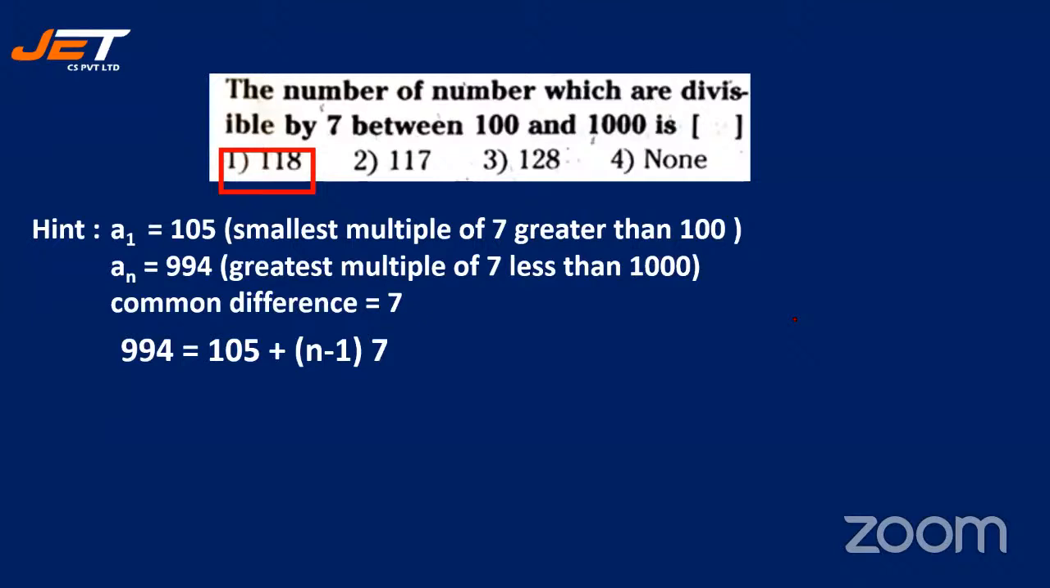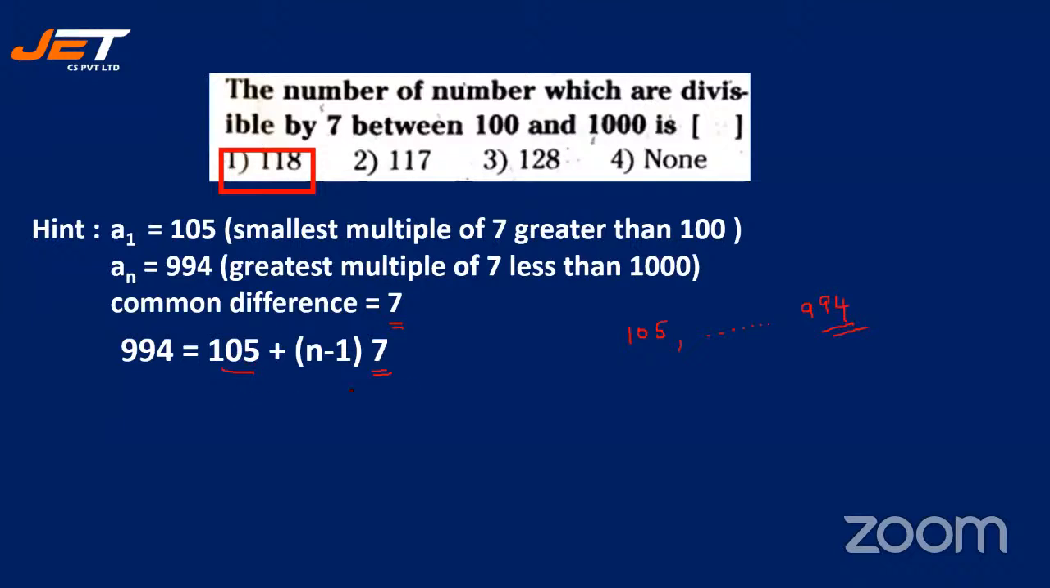It is 118. How? 994 is equal to a plus n minus 1 into d. See how your sum starts. The first number is 105. The second number is not required. So the last number is 994. Therefore 994 is nothing but a, the first number, plus n minus 1, we don't know what n is, into d. We know the common difference as d.